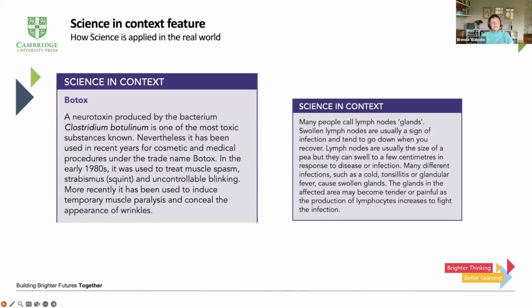Science in context. This is the feature I mentioned earlier about how science is applied in the real world. Botox. Most people have heard of it, but do they know what it is? As biologists, we can confirm it's produced by a bacterium and is one of the most toxic substances known, but used first of all as a medical treatment to treat squint. It has been used in the cosmetics industry to reduce the appearance of wrinkles, and that's very nice, isn't it?